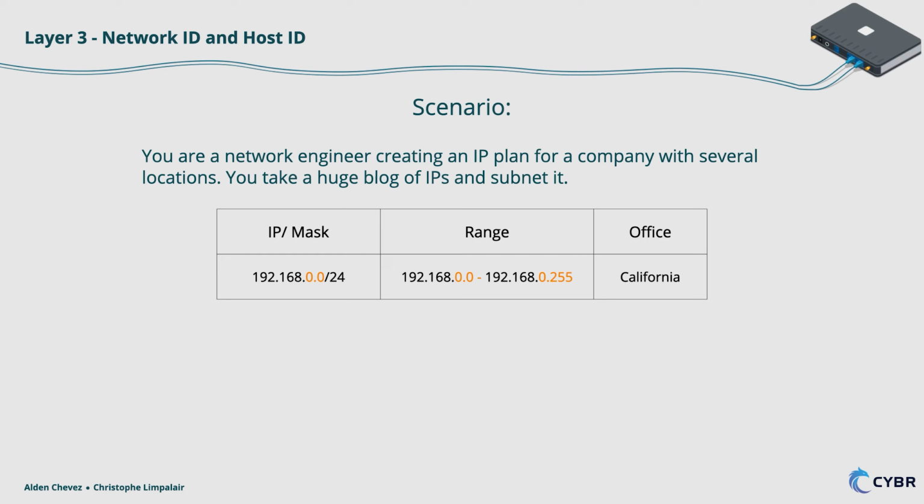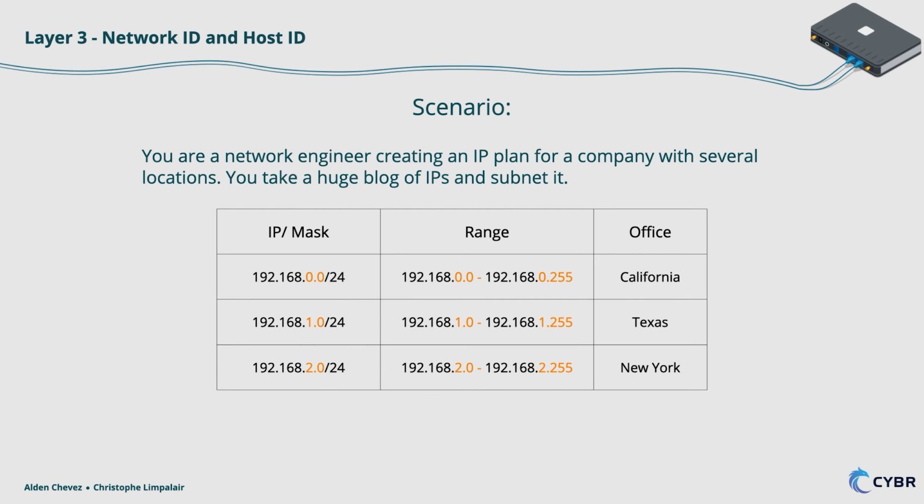192.168.0.0, again, all the way to 255. But then maybe you also have an office in Texas, in which case you use 192.168.1.0/24. So you get the same thing, but in this case, it's 192.168.1.0 all the way to .1.255. And then same thing for New York, where you have .2.0/24. So you can use a range of .2.0 all the way to .2.255.